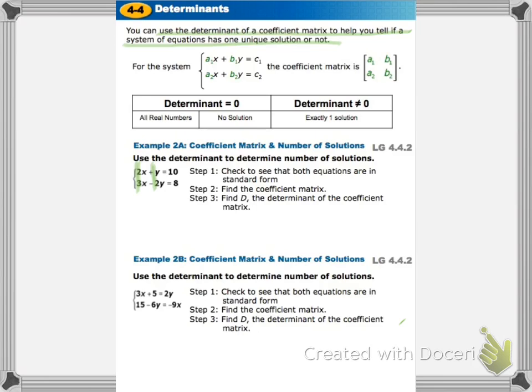In this case it would be a 2 by 2 because there are two x coefficients and two y coefficients, and that coefficient matrix would look like this. The two x's would go in the first column and the two y's would go in the second, and this would be what's called our coefficient matrix.